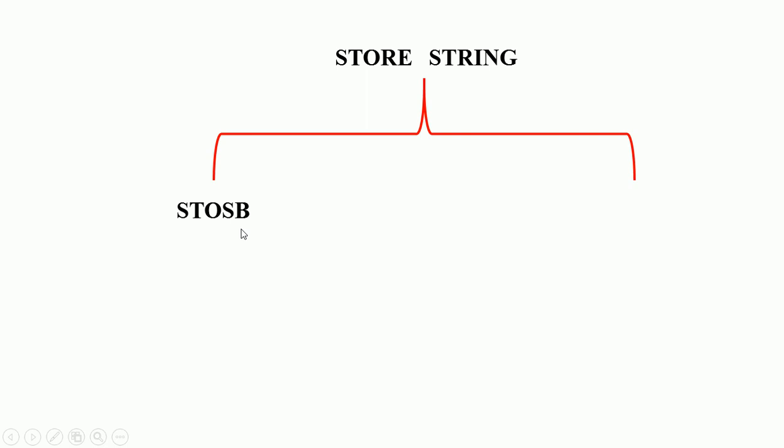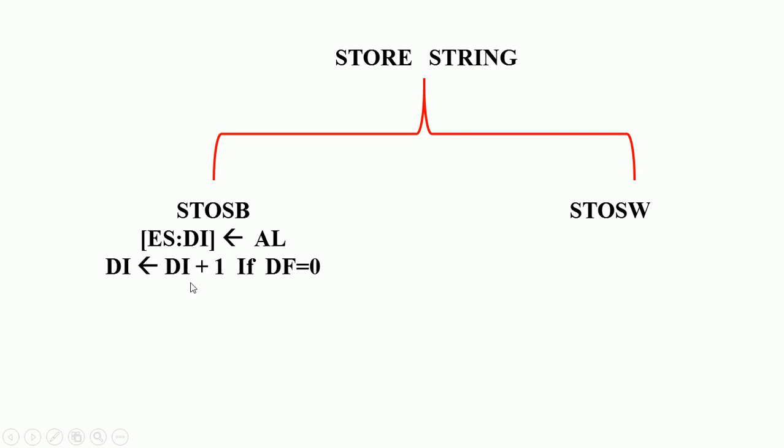The next thing is store string. Under this we have two instructions, STOSB and STOSW. It is exactly opposite. Once you execute store string byte, you transfer the content of AL to the memory pointed to by ES:DI. Means the segment address of the destination string must be in ES, and the offset address of the destination string must be in DI. After data transfer, automatically DI is incremented or decremented by 1, that is decided by the direction flag. If the direction flag is reset, auto increment, otherwise it is auto decrement.